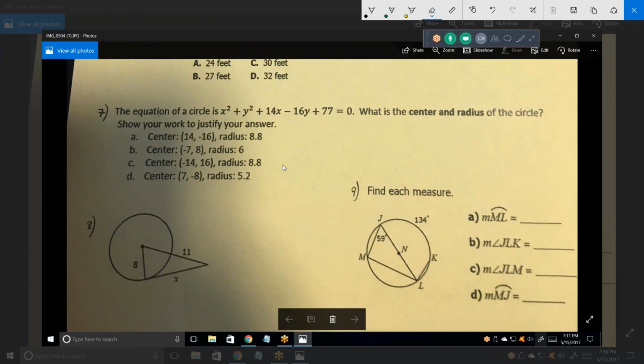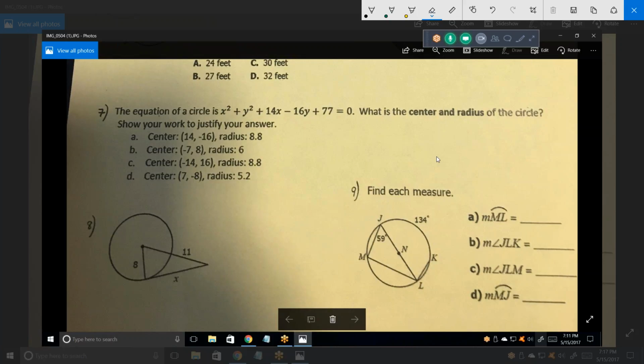Oh, and I guess the 8.8 is the square root of 77. That's what 8.8 is. But of course, when I move the 77 to the other side, it becomes minus 77, and it only turns positive when you do all that completing the square and balance it out on the other side. Do we end up with a positive number over there?